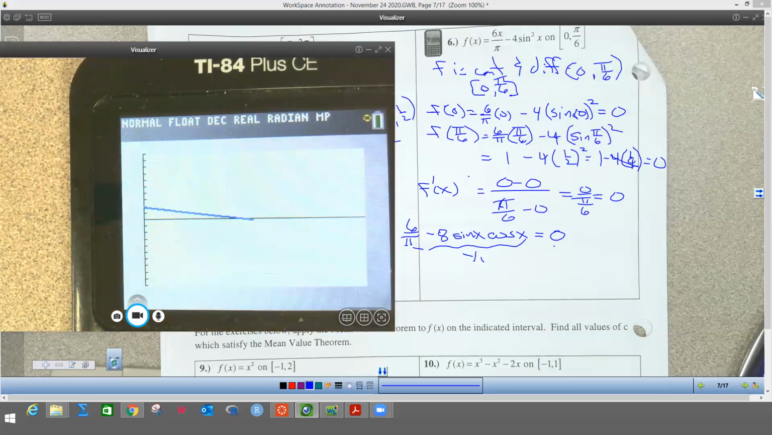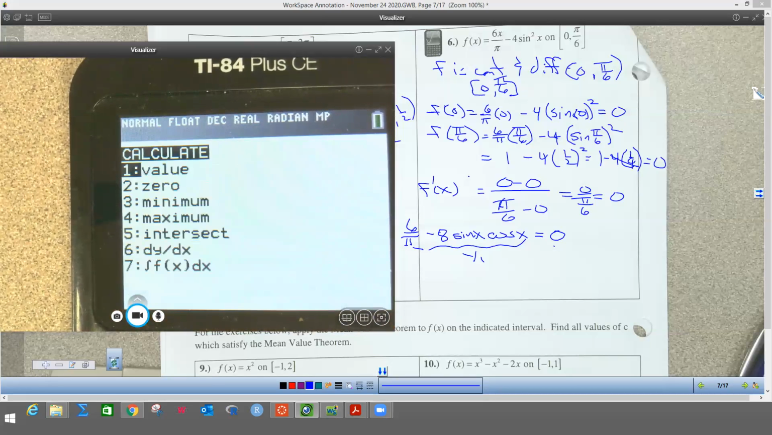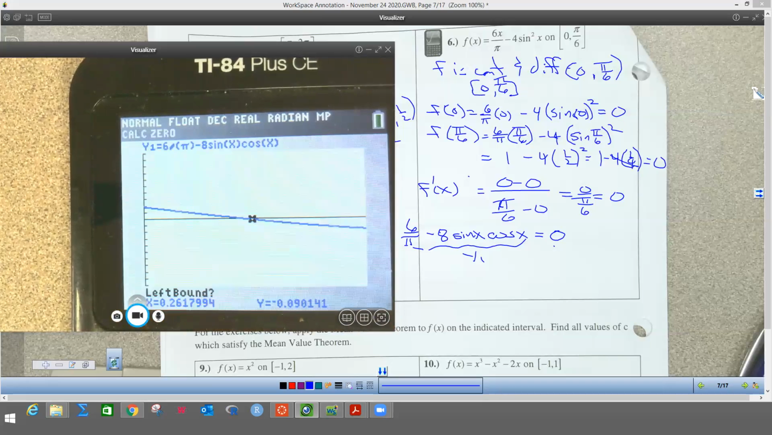So I can see it crossing right there. And let's see if that's the only place. It looks like it's going to be. So it's done graphing. So I'm going to hit second calc, and I need 0. So I hit 2. And I got to get on the left side of where it crosses. So I need this to be positive, which it's positive right now. So I'm going to hit enter.